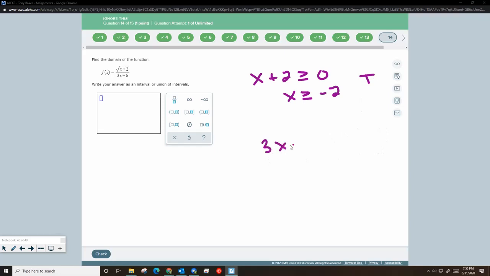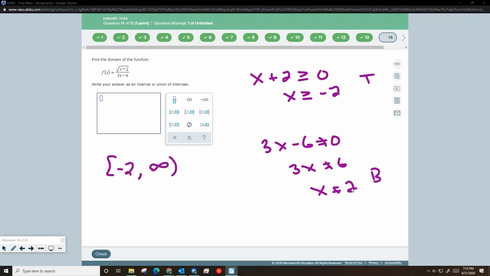And now I'm going to do the bottom. So 3x minus 6 cannot equal 0. So 3x cannot equal 6. So x cannot equal 2. So that's the bottom. I have to put these two together. So the first one is all the numbers from negative 2 to infinity. And this one says that 2 doesn't work.